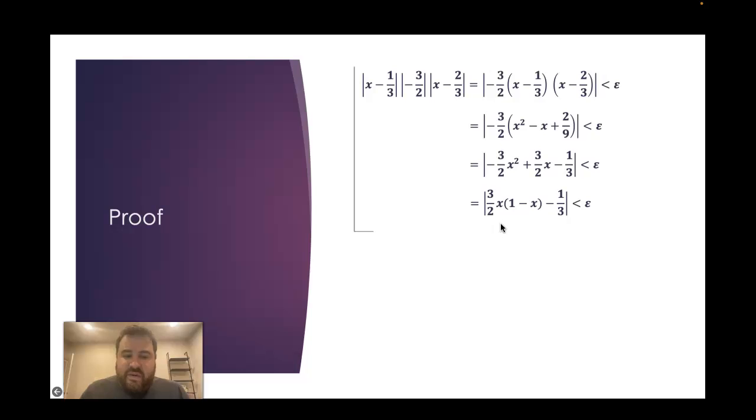And there we have our original function, 3/2 times x times 1 minus x, minus its limit, 1/3, is in fact less than epsilon. And we can say that the limit of f of x, where x approaches 1/3, does indeed equal 1/3.